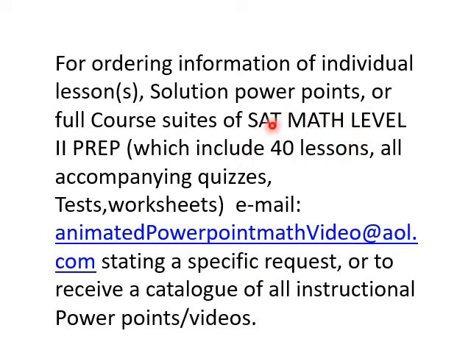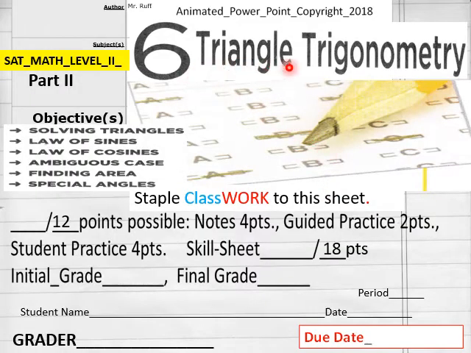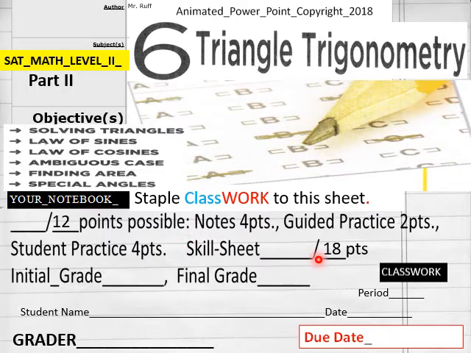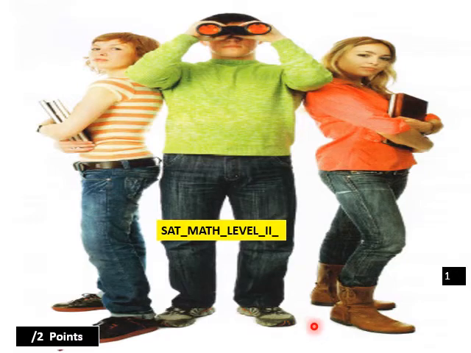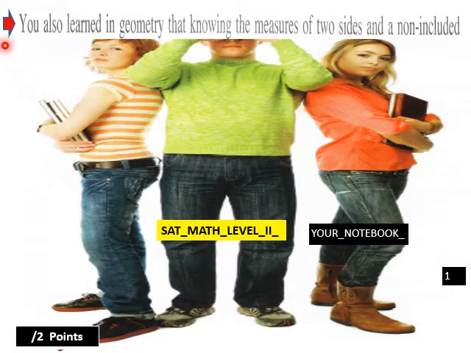Hello everybody, we're getting ready to do SAT Math Level 2 preparation for Chapter 6, which is Triangle Trigonometry Part 2. For this, you will have 12 points on your notebook guide or in your notebooks themselves, and then 18 points on your class worksheet. Have those out: name, date, period for students in my classroom, due date for onliners and homeschoolers. Let's go right into page 1 of part 2 of chapter 6.